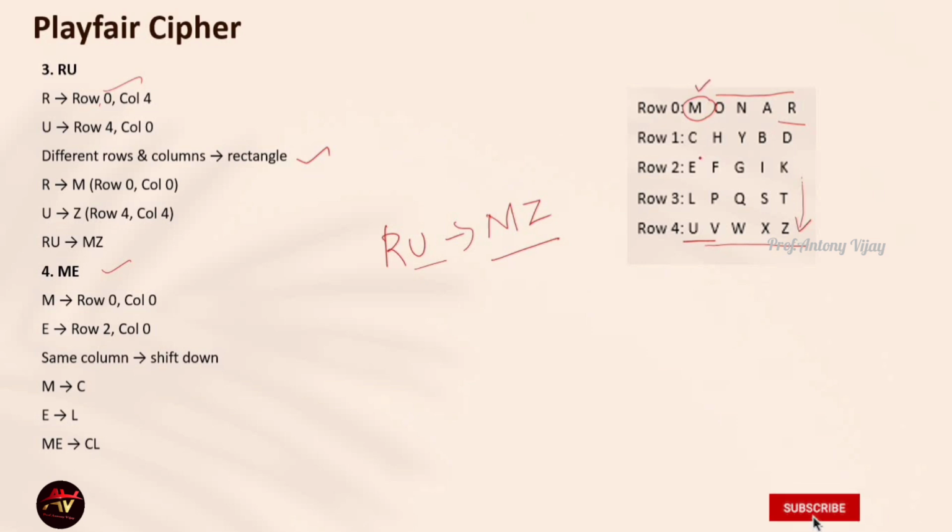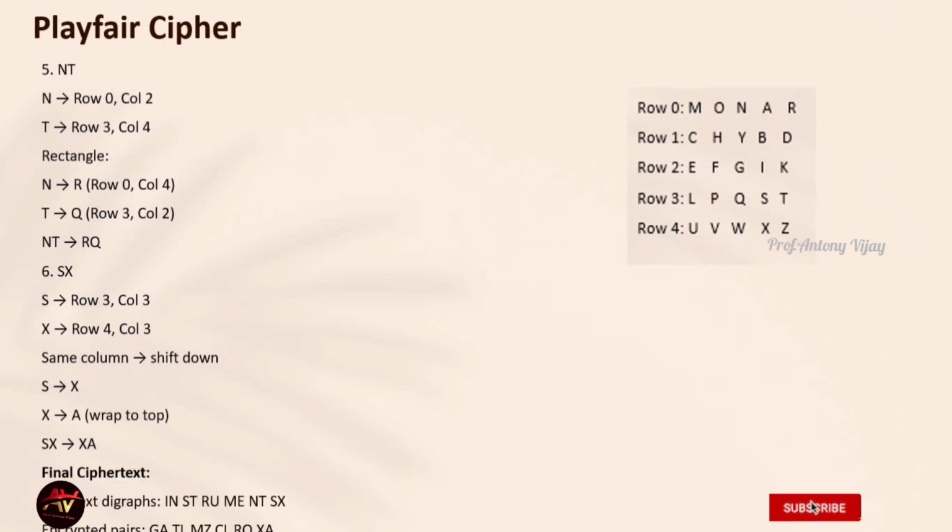Here M is there, and here E is there. So in the same column, right? So you have to shift down. For M, you have to use C, and for E, you have to use L. So CL. This is the fourth one.